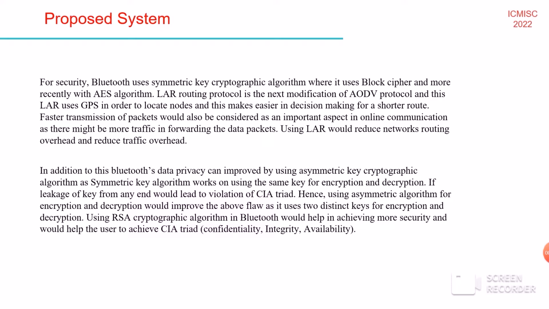In addition to this, Bluetooth's data privacy can be improved by using an asymmetric key cryptographic algorithm, where two different keys are used for encryption and decryption. As Bluetooth uses a symmetric key cryptographic algorithm, where the same key is used for encryption and decryption, in asymmetric key cryptography we use two keys, the private key and the public key. Hence, using an asymmetric key cryptographic algorithm would improve on the above flaw, and using the RSA cryptographic algorithm in Bluetooth technology would help us achieve more security and protect the data while communicating.